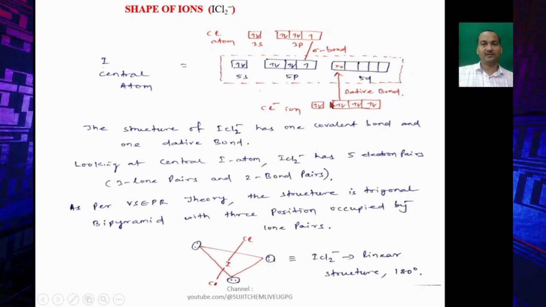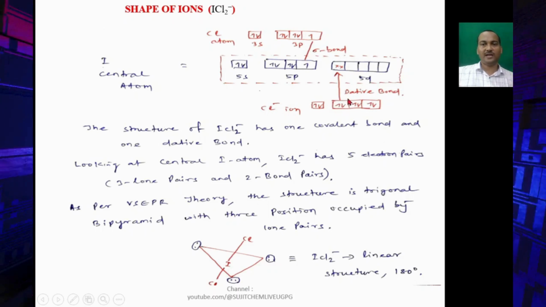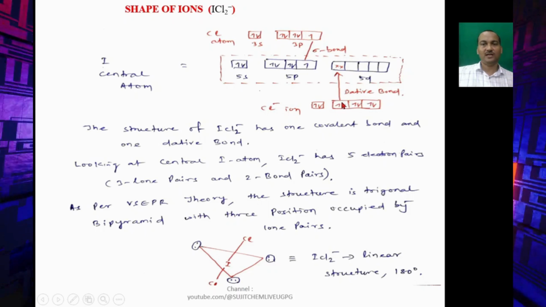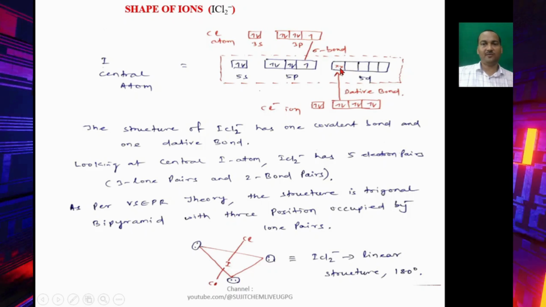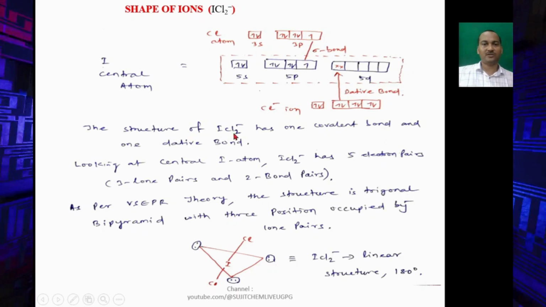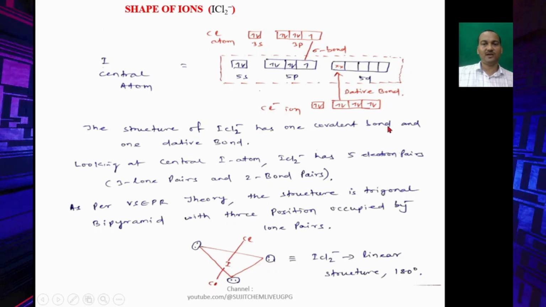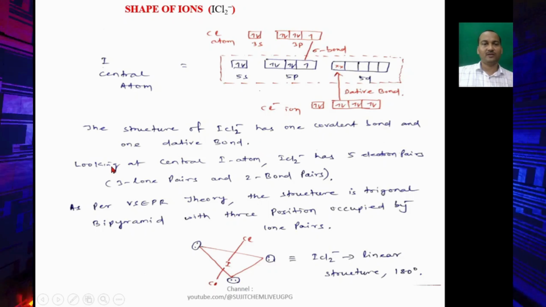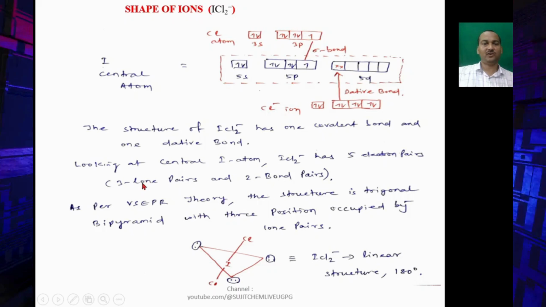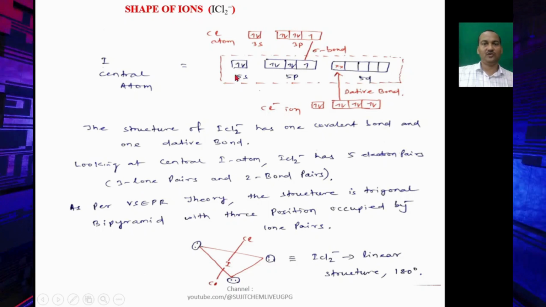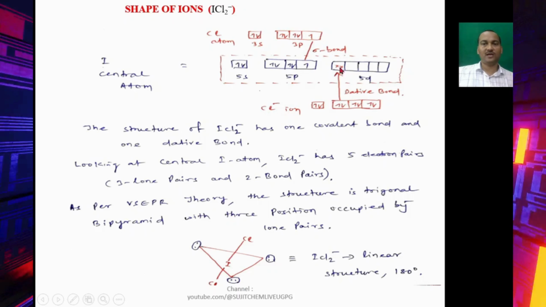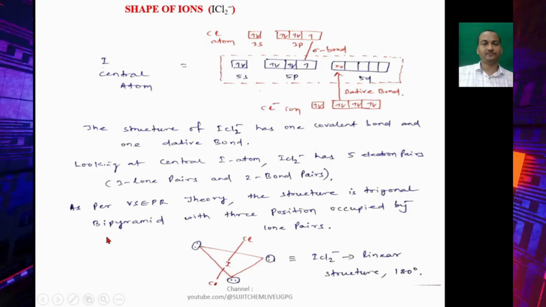And similarly Cl minus has all filled orbitals. So this lone pair can donate its pair of electrons to the vacant 5d orbital of iodine, giving rise to ICl2 minus. So the structure of ICl2 minus has one covalent bond and one dative bond. Looking at the central atom, ICl2 minus has 5 electron pairs, here 3 lone pairs and 2 bond pairs. One of them is a covalent bond, another is a dative bond.